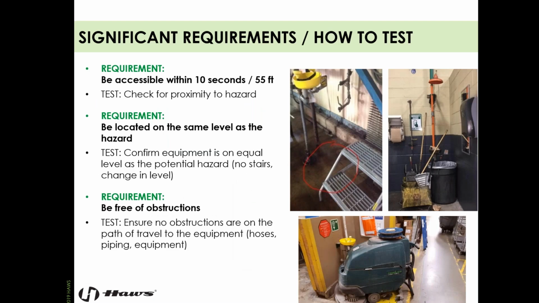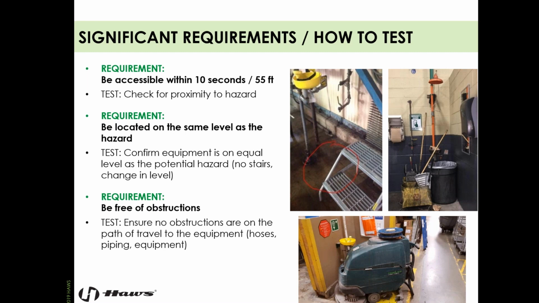Now, into the requirements. Number one, visual stuff. Equipment needs to be accessible within 10 seconds or 55 feet. Ten seconds was originally hard to measure because we're all built differently. We can all cover 10 seconds of space in a different amount of time, which is why they included the 55-foot measurement in the back end of the standard in the appendix. And it's much easier to measure against and check in your facility.